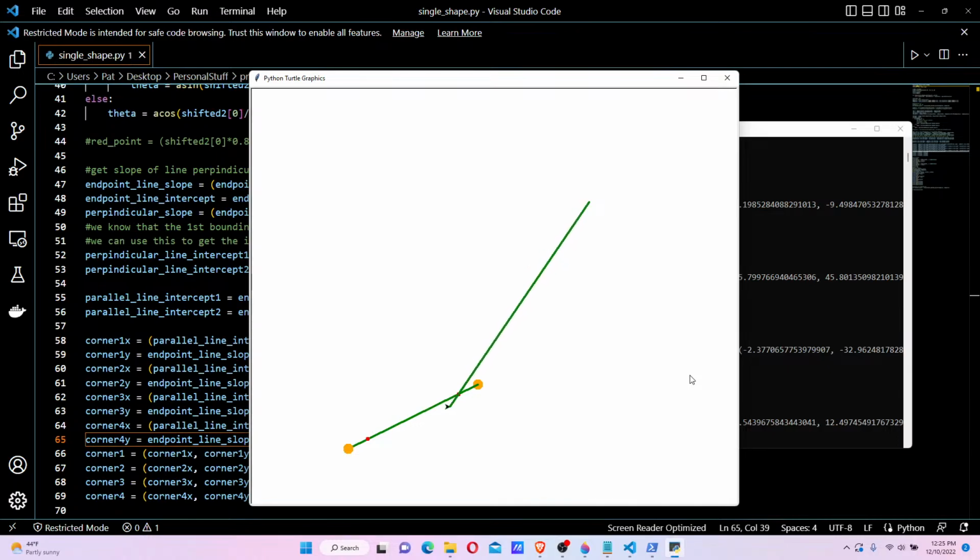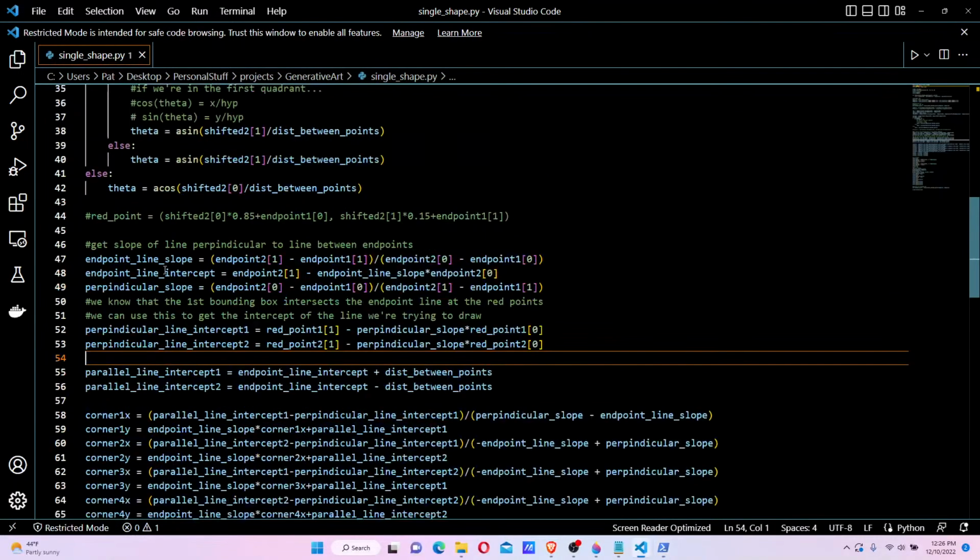Whoa, that's way out of place. Oh, so that's what I want, but what's the problem? It should be shifted. Oh, there's something wrong with how I'm doing the perpendicular lines. Those aren't perpendicular. That's not perpendicular. Maybe it's negative inverse slope. I think that is it.